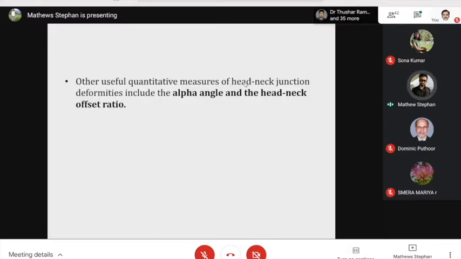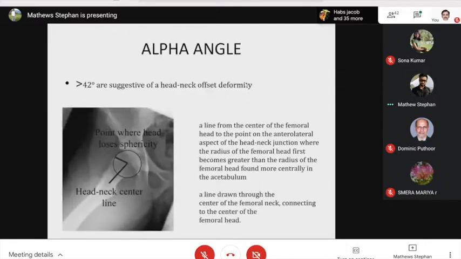Other useful quantitative measures of head-neck junction deformities include the alpha angle and the head-neck offset ratio. How is the alpha angle measured? First of all, a line is drawn from the center of the femoral head to the point on the anterolateral aspect of the head-neck junction where the radius of the femoral head first becomes greater than the radius of the femoral head found more centrally in the acetabulum. Then a line is drawn through the center of the femoral neck connecting to the center of the femoral head, and the angle formed by these two lines is the alpha angle. An angle greater than 42 degrees is suggestive of head-neck offset deformity.